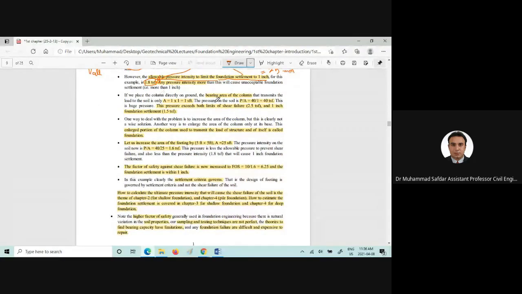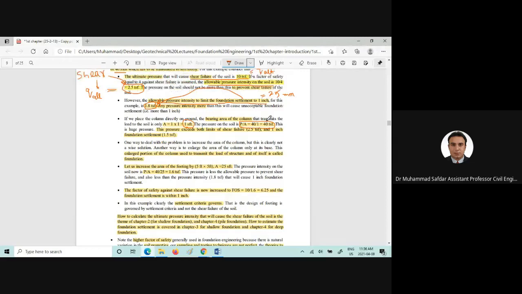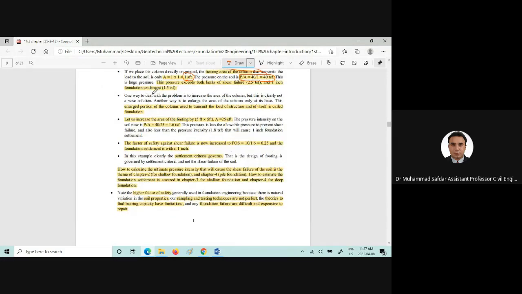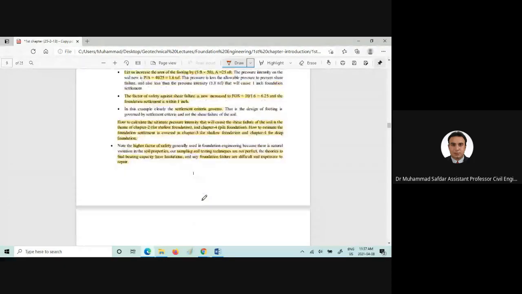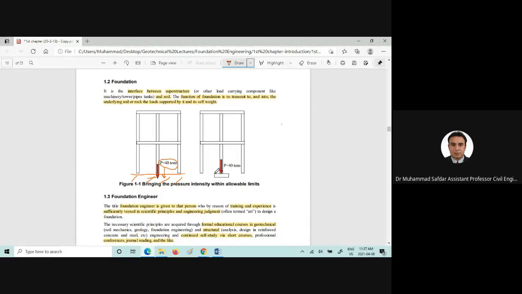Now, the bearing area of the column is 1 square foot. Now, if you want to transfer this load into stress, this will be 40 tons per square foot. And you can clearly see that 40 is huge compared to both the settlement criterion and also the shear failure criterion. Now, how are we going to tackle this problem? One way is to, for example, increase the width of this column all the way down till here, and this will be option number one.